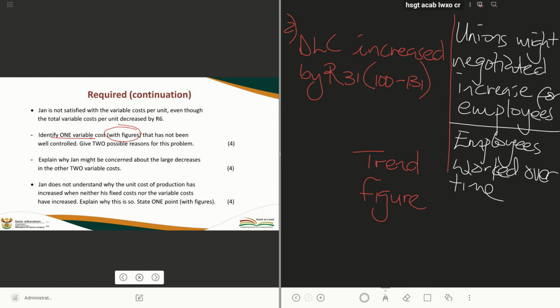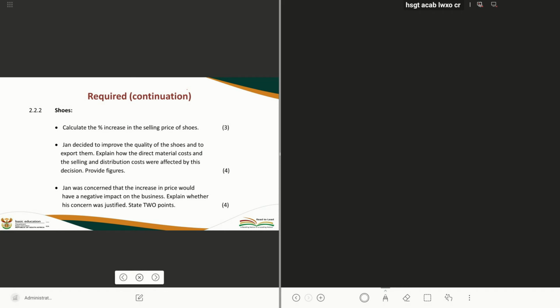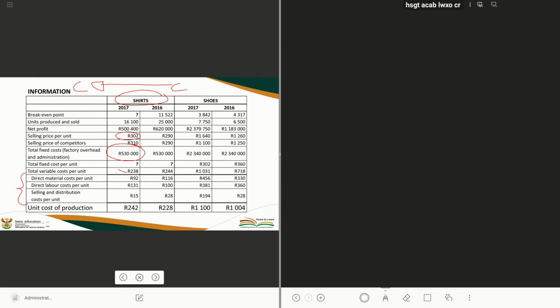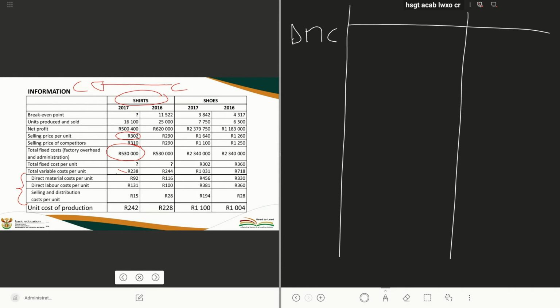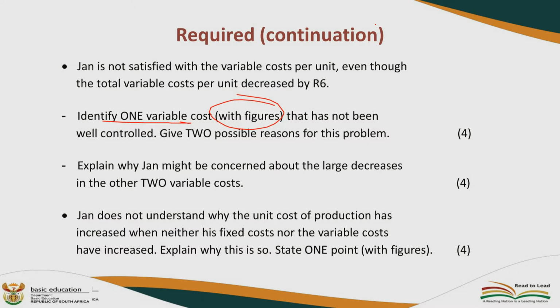Then question number 2, they say, explain why Jan might be concerned about the large decrease in the other 2 variables. Remember, we spoke about 1 variable cost. So it means you'll be left with the 2 variable costs. Which are those? Let's check. That is your direct material. Our direct material cost, let's check. It was how much? 116. It is now 92. Let's check the question. What did they say? They say, explain why Jan might be concerned about the large decrease in the other 2 variable costs.